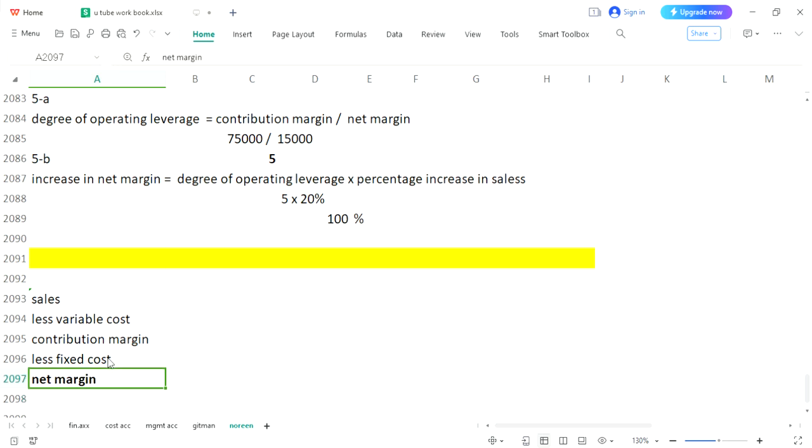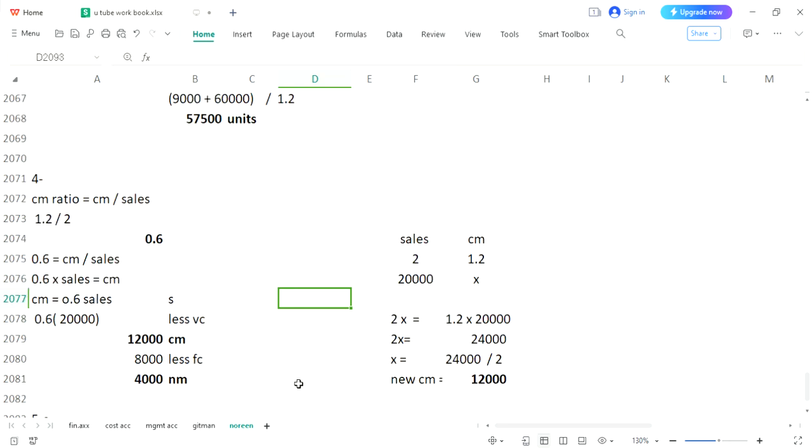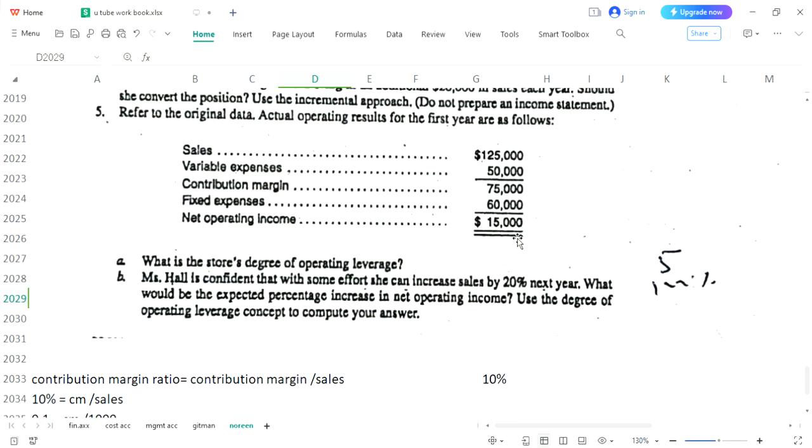Okay, and we will be doing this income statement twice. Why? Here we will make our old statement and here we will make the new statement, and we will see whether the net margin from here to here has a 100% change.